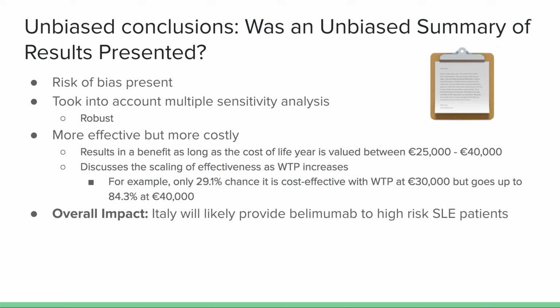The use of a sensitivity analysis shows thorough and robust examination of the data, and the results do hold depending on the willingness to pay threshold set. So that demonstrates Belimumab is cost effective within an acceptable threshold given the low prevalence of the disease. So overall, it is likely that Italy would be able to provide Belimumab coverage to high risk or high disease activity lupus patients as a result.